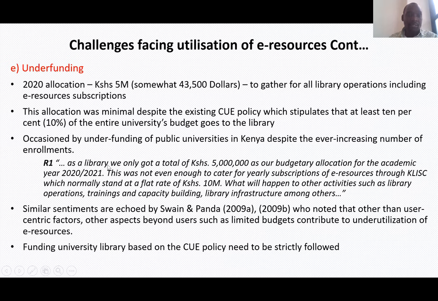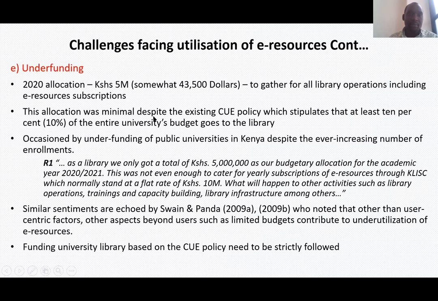So this has been actually occasioned despite the existing Commission for University Education policy, which stipulates that at least 10% of the entire university's budget needs to go to the library. Right, but this can actually be explained by the fact that in Kenya here, there have been low funding rates from the government to the universities. Similar sentiments are echoed by Swain and Panda 2019, who noticed that other than user-centric factors, other aspects beyond users actually contribute to underutilization. In this case, it is the low funding.